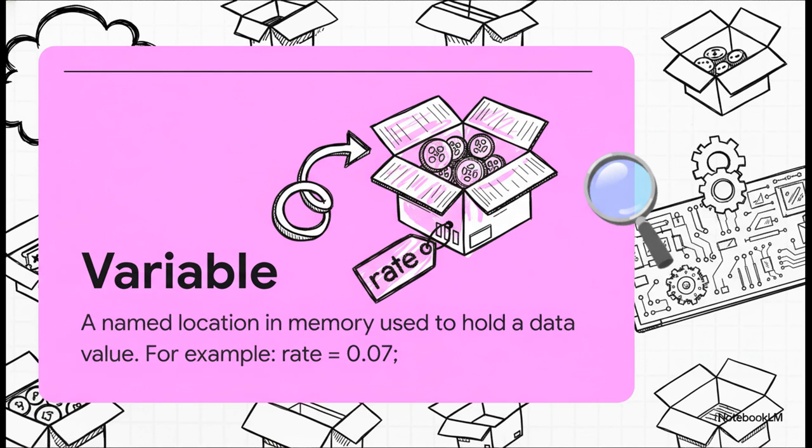We call these variables. Just picture a labeled box sitting in the computer's memory, and it's built to hold one piece of information. So when we write rate equals 0.07, we're basically telling the computer, hey, make me a box, label it rate, and put the number 0.07 inside. That's it. From now on, whenever we need that number, we just use the name rate.